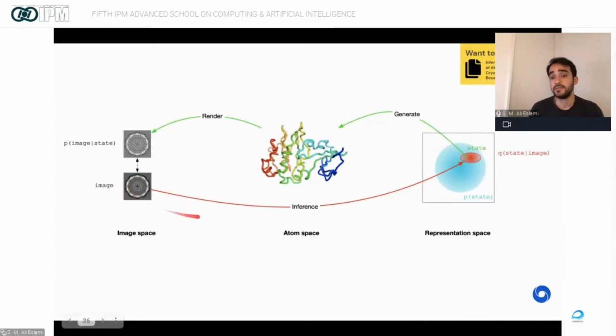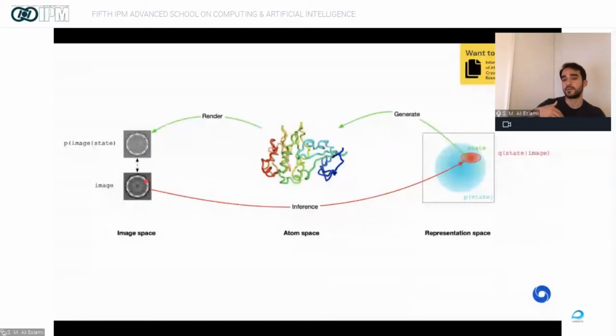You have an inference network that produces a representation, potentially probabilistic, for the contents of that image. And then you have a network that takes that representation and brings it into the 3D world. So it produces 3D positions for the atoms. And then that 3D representation is rendered back into an image. And the red arrows and the green arrows are trained.